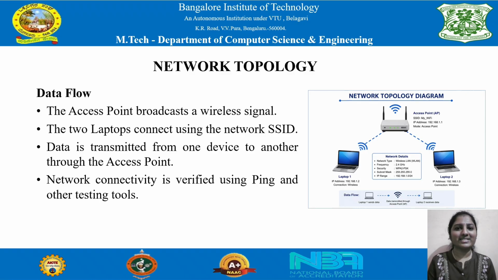When one device sends data, it is first transmitted to the access point, which then forwards the data to the destination device. The network connectivity is verified using the ping command and other testing tools to ensure successful communication between the devices. The access point enables reliable and efficient wireless communication among the connected devices.